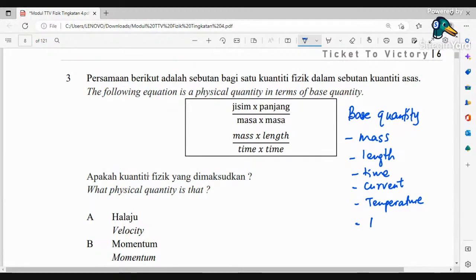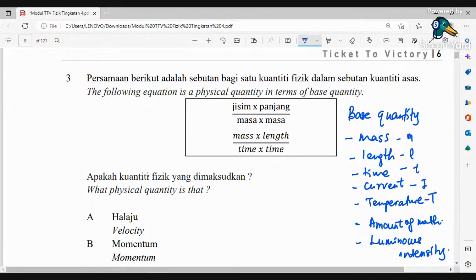Okay, another one is amount of metal mole. And then we have luminous intensity, yeah. Ada 7 semua, ada 7. Okay. So base quantity kita lihat simbol. Simbol dia pun kita kena tahu juga ya. M, L, small t, capital I, capital T, amount of meter N, luminous intensity I, V.